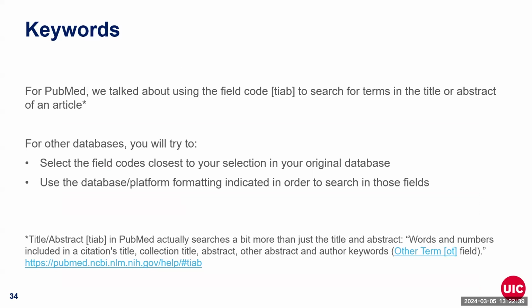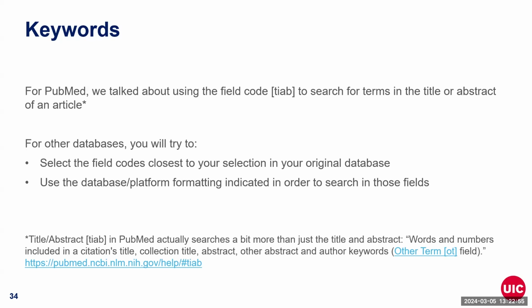And just as a note, you'd think that title and abstract was very clear. It's actually a little bit broader than that. It actually includes words in the keywords, author keywords as well, and some other things. So it's a little bit broader, but basically the title and the abstract.